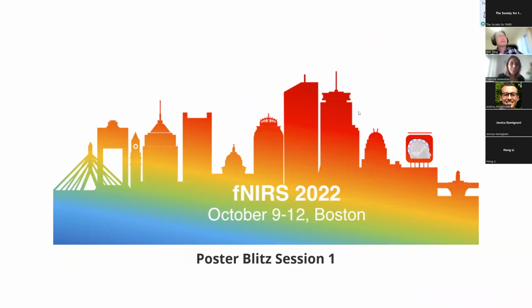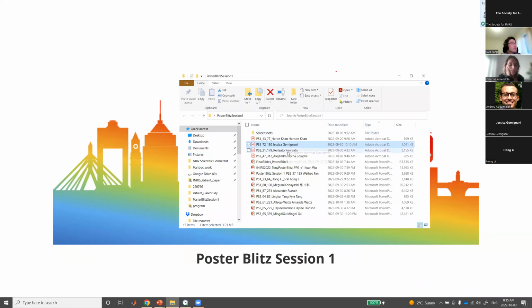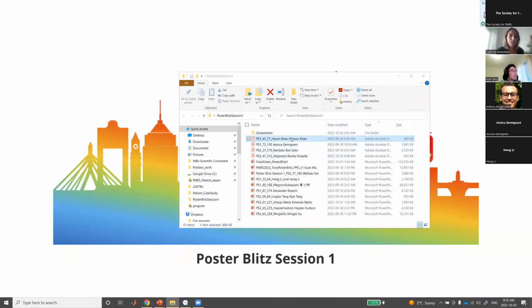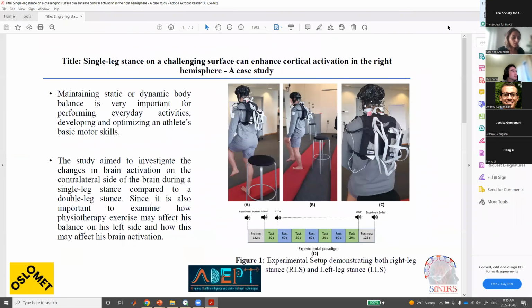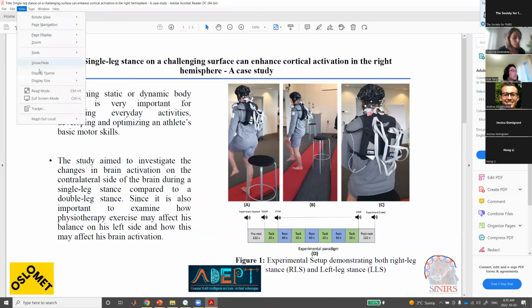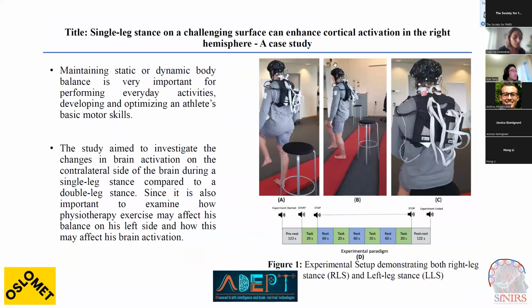Thank you very much, Kyle, for your great presentation. So we can move on. Our next speaker is Harun Khan from Oslo Met University, and he is presenting the abstract, cortical activation during single leg stance in alpine skiers using fNIRS, a case study.